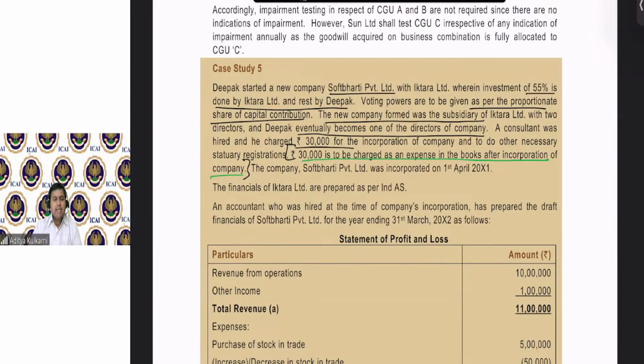It is not meeting the criteria of an asset as laid down under the conceptual framework. It is not an intangible asset under Ind AS 38. It is not a tangible asset under Ind AS 16 or 40. कुछ नहीं है वो. It is just an expense, and therefore rupees 30,000 is to be charged as an expense in the books after incorporation of the company. Treatment is correct. It has to go as an expense. There is no second thought about it. आप उसको खर्चे में डाल दो.